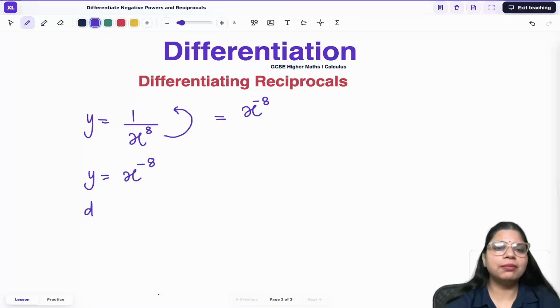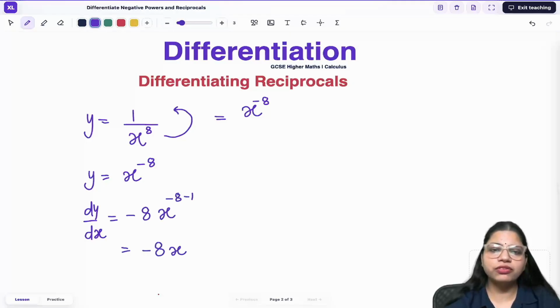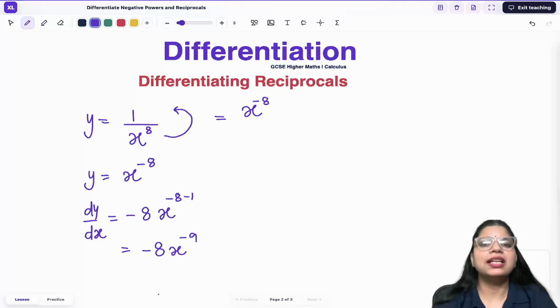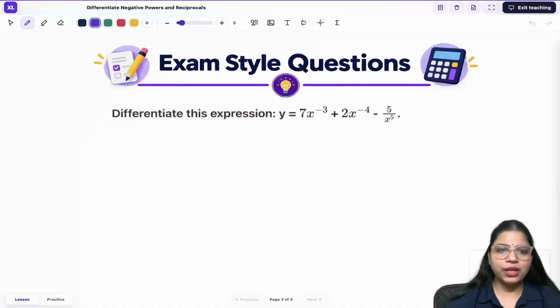So what will dy by dx be? dy by dx is going to be: bring down the indices and reduce it by 1. That gives us minus 8 x to the power of minus 9. Correct? This is how we do differentiation questions where we have reciprocals. Now, let's move to one exam style question.